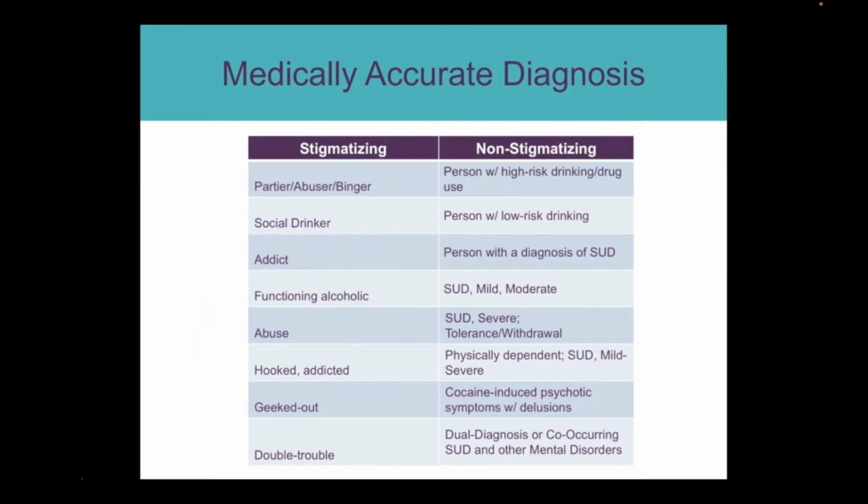So just a few more examples of medically accurate diagnoses. So instead of a social drinker, which is really an undefined thing, person with low risk drinking. Instead of addict, a person with a diagnosis of substance use disorder. Instead of hooked, addicted, or physically dependent, substance use disorder, mild to severe. Instead of double trouble, how about dual diagnosis, or co-occurring substance use disorder and mental disorders?